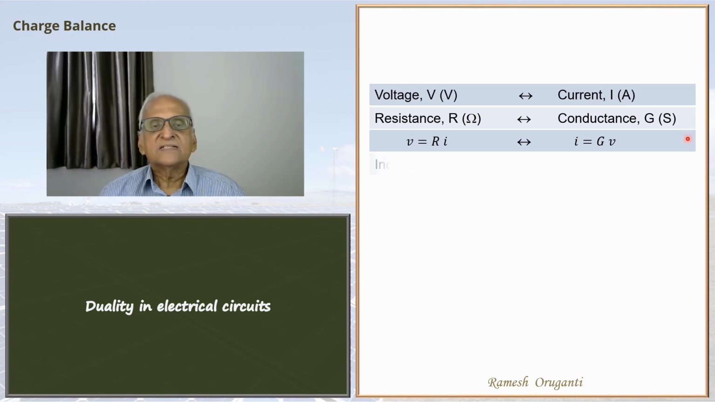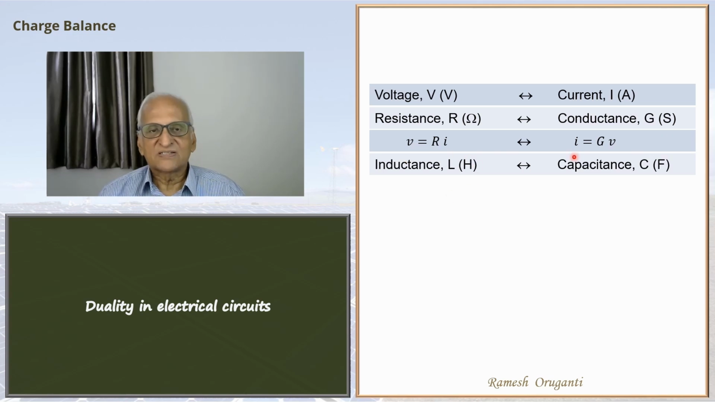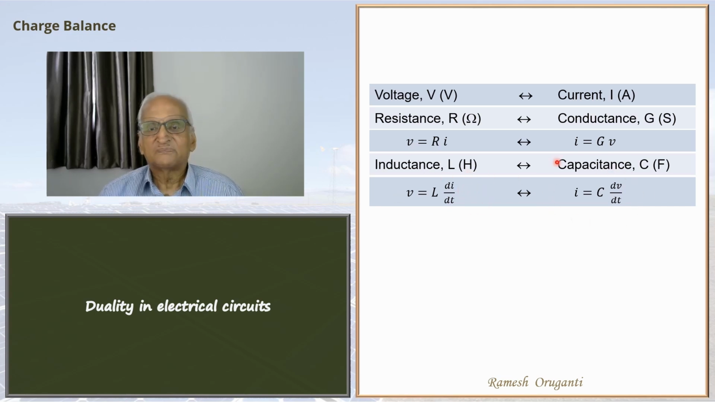Likewise, inductance is a dual of capacitance, and capacitance is the dual of inductance. So I can write V equals L di by dt. I can substitute I in place of V, C in place of L, and V in place of I here. So in which case we can write I equals C dV by dt, which is of course the equation for capacitance. So it shows that inductance and capacitance are dual of each other.